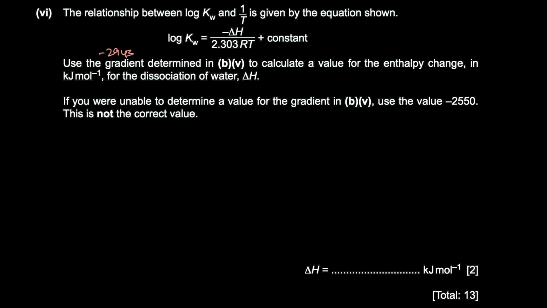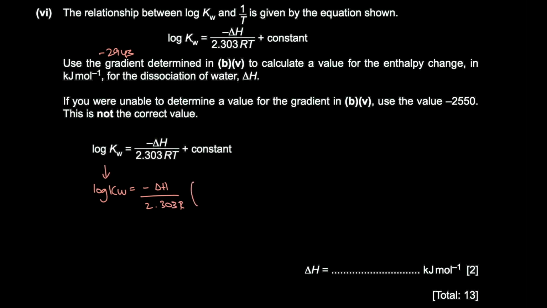Now if you look at this equation, the graph that we've drawn has log of Kw on the y-axis and 1 over T on the x-axis. So we have minus delta H over 2.303 R, times 1 over T, plus some constant. So we have the graph in the form y equals m, then 1 over T on the x-axis, and then plus c. So we have a straight line, y equals mx plus c.